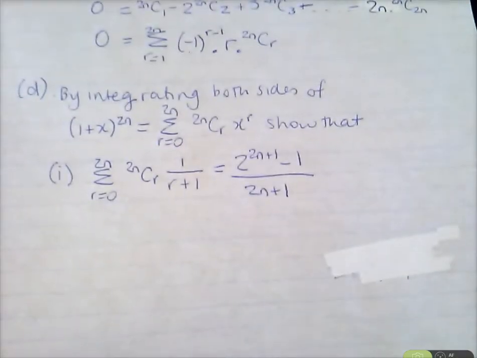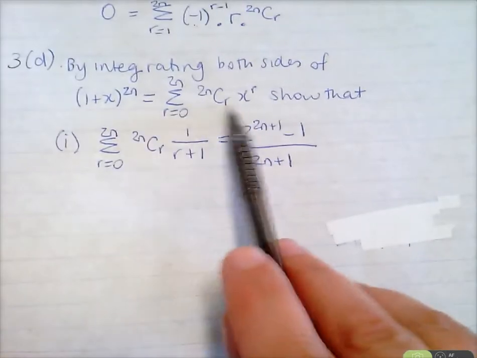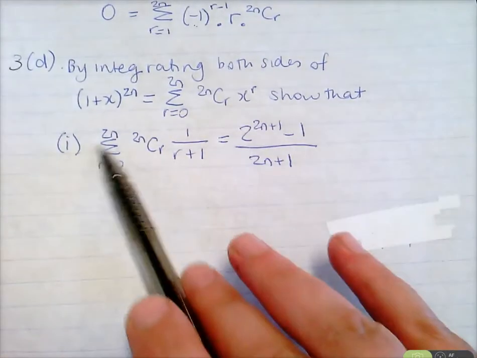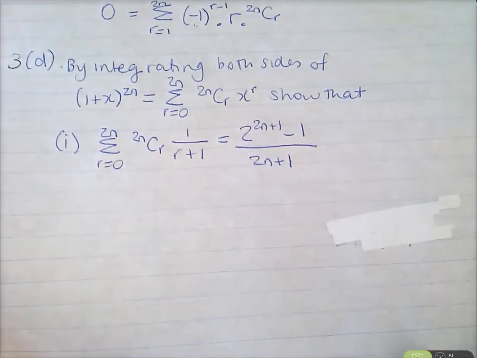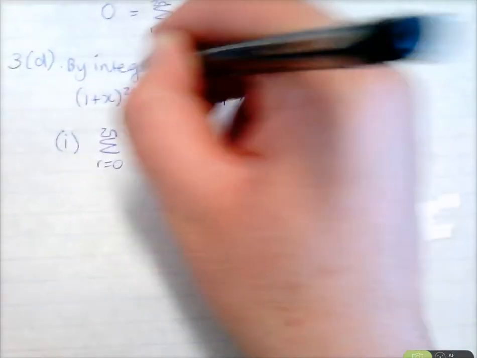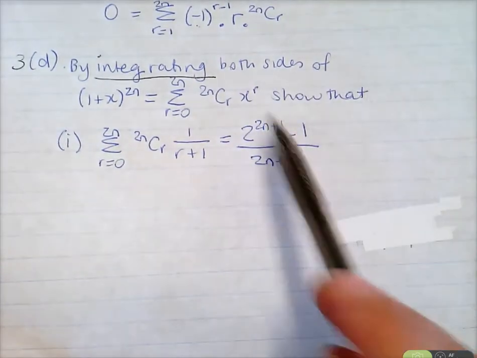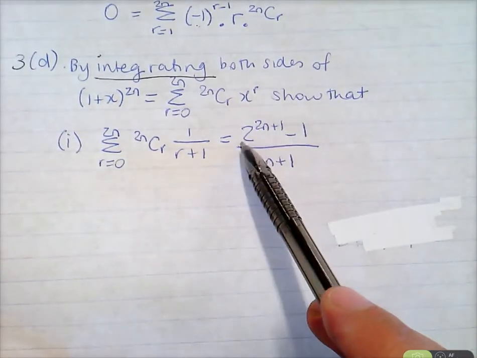Now, question 3D. It says, by integrating both sides of this identity, show this result. Now, sometimes it's not going to tell you by integrating, but let's look for the clues. You had x to the r, or a 2n. Look at the powers you've got.